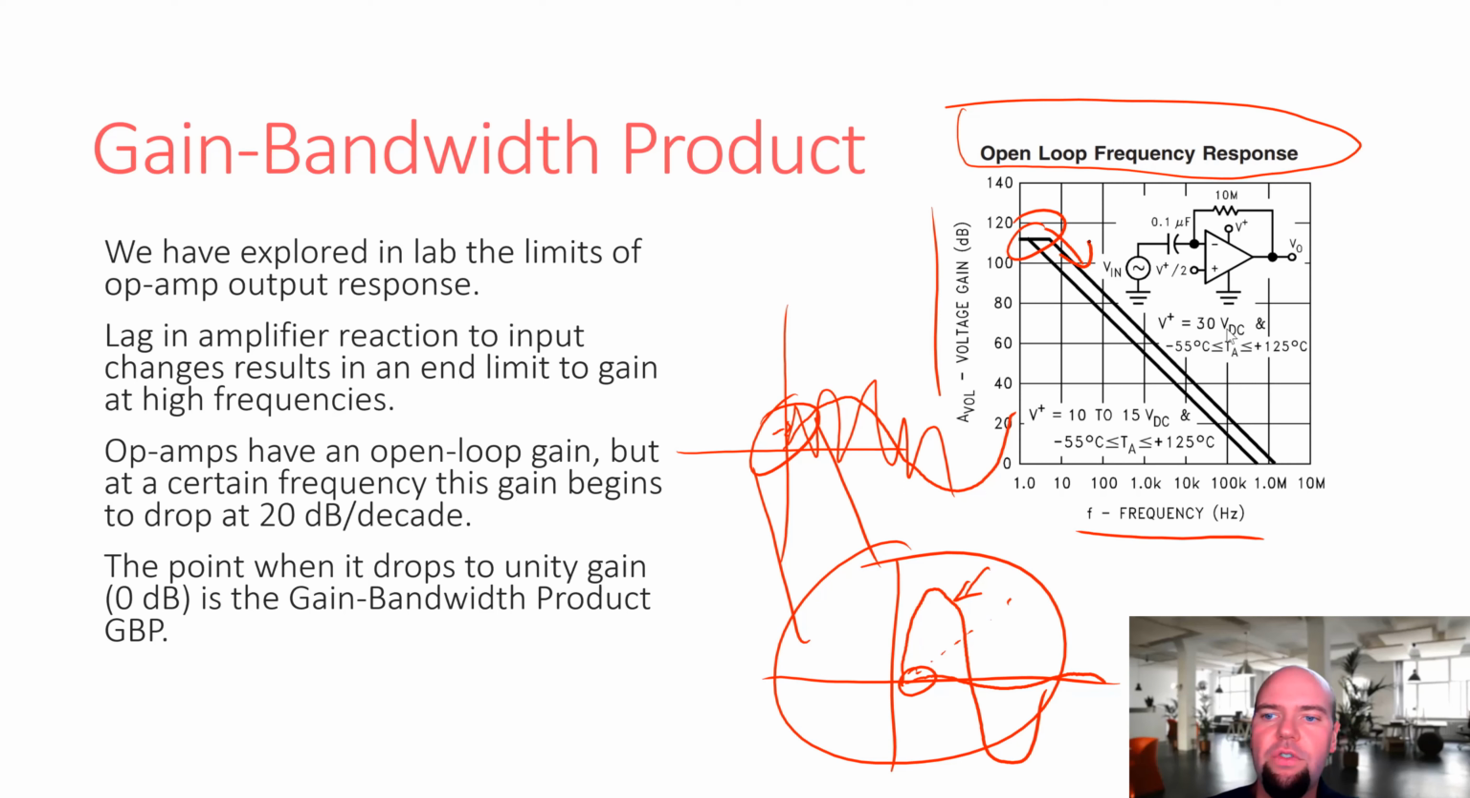Eventually you'll reach a point of unity gain, where your gain is 1. I say gain is 1, but it says gain is 0. Why? It's a log scale, right? 10 to the 0 is 1, so a gain of 1 is 0 dB. And it's at that frequency that you can determine what the gain bandwidth product of your amplifier is.